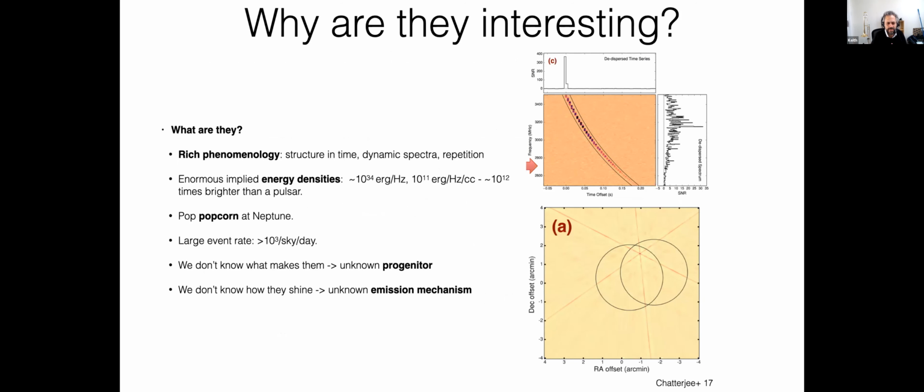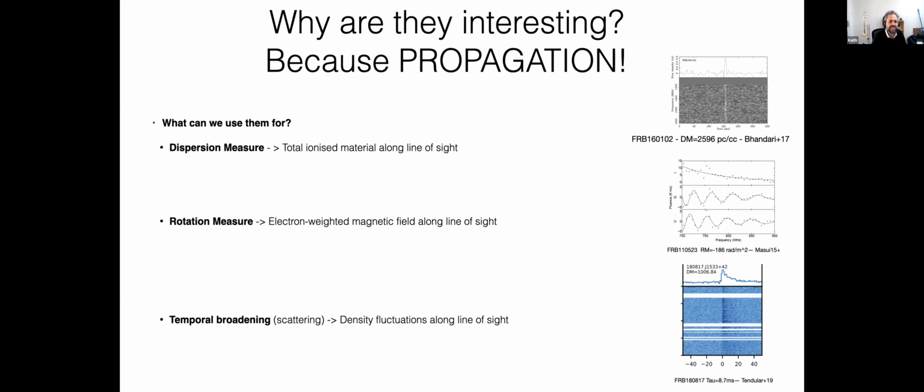We don't really know what makes them, what sort of progenitor. We've got a few clues from a galactic FRB that came from a magnetar. The emission mechanism is like a total mystery. So that's the progenitor question, but I think they're really interesting for another reason, and that's called propagation.